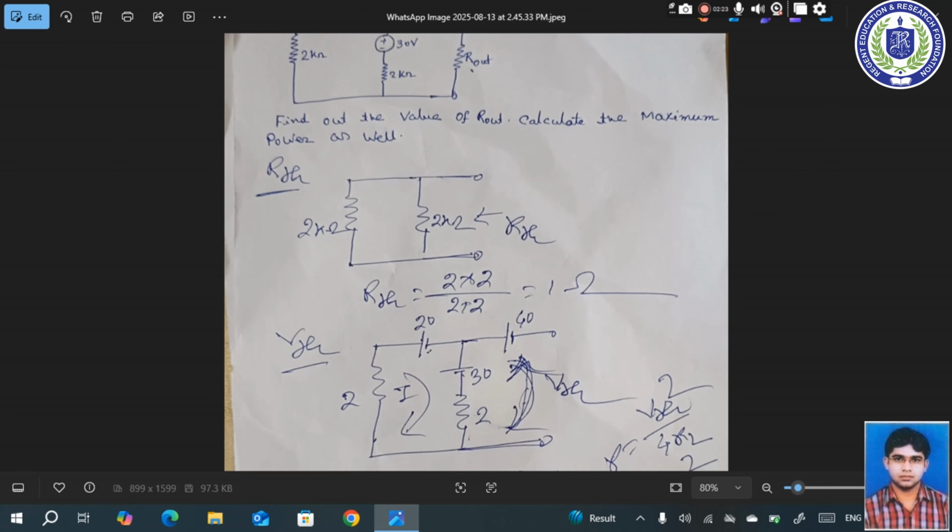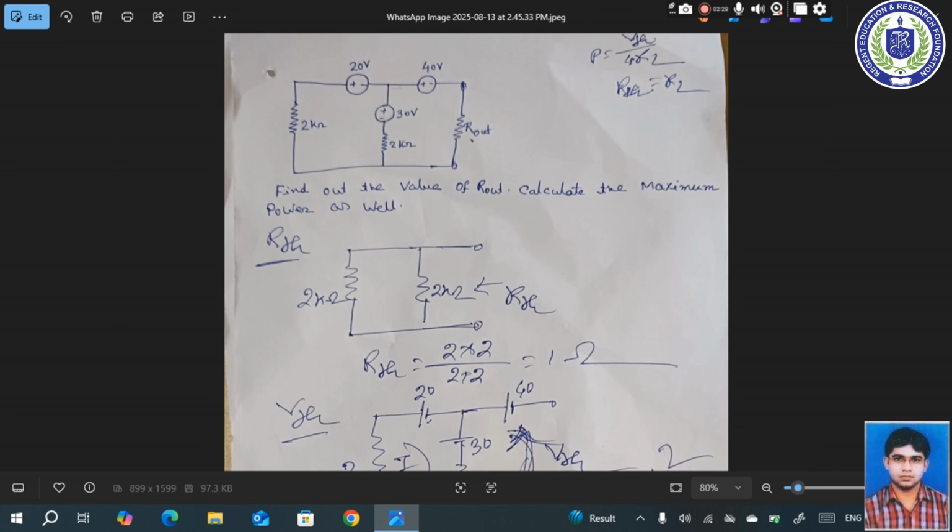At first, find the RTH. According to Thevenin's theorem, we already know that all the voltage sources can be replaced by their internal resistance, if any. Here we consider the value of the internal resistance to be 0. So this circuit is reconstructed for finding the value of RTH: just look at this 2 kilo ohm resistance and this 2 kilo ohm resistance, and the AB terminal, where R out is connected, is open.